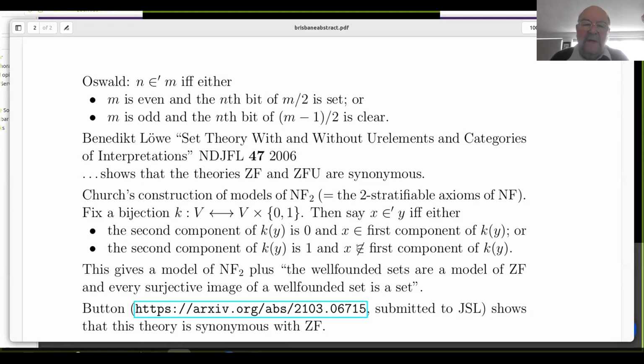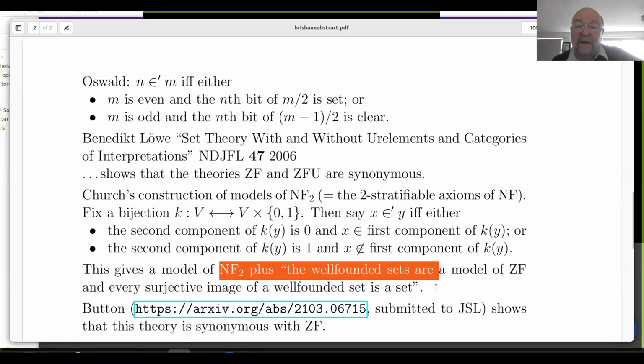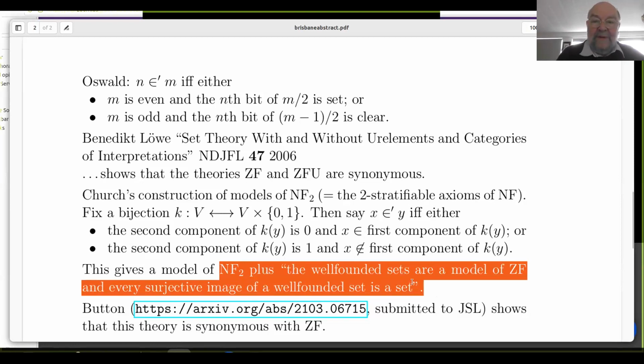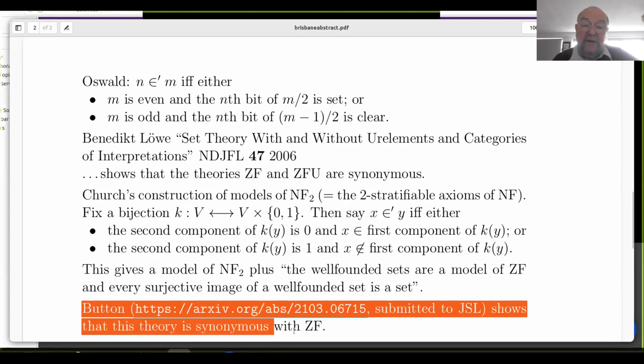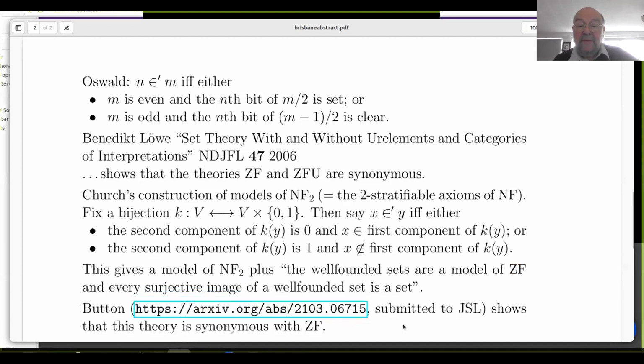And what it actually gives you is a model of NF2 plus two axioms. The well-founded sets are a model of ZF, and every surjective image of a well-founded set is a set. Now, for some years, I tried, entirely without success, to get my PhD students to prove that this theory, NF2, this theory here, is synonymous with ZF, which I firmly believed it to be. And Tim Button, God bless him, has now actually done it. He has shown that this theory is synonymous with ZF.